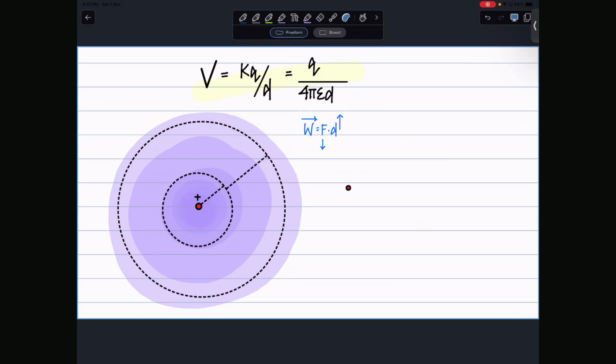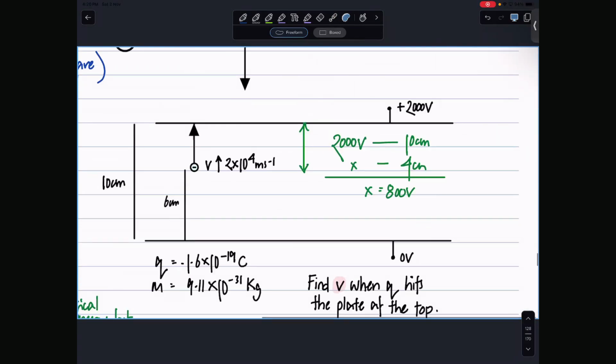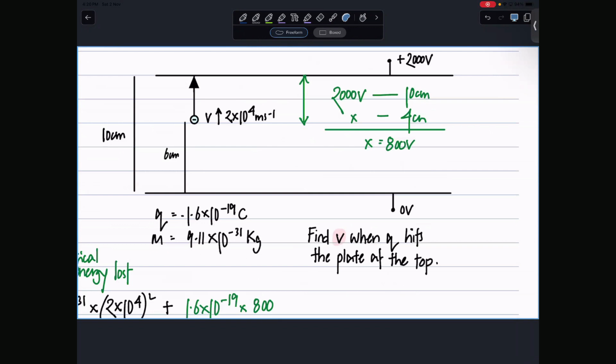And for that, last class I made you do this question, because if you can understand the uniform field, it's easy to transfer to a non-uniform field. So the question I asked you last class was what? That you have a charge here, the charge goes from where? Here to there.